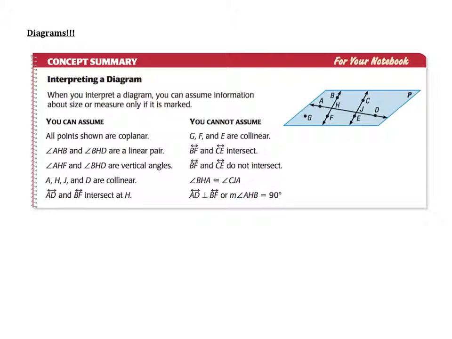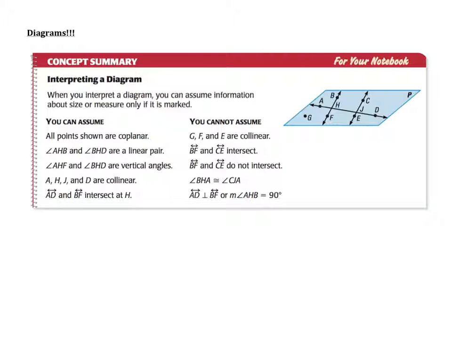Next, I cannot assume that angle BHA is congruent to angle CJA. Let's look at these. We have BHA right here, and we have CJA right here. They may look like they're the same size, but we are not shown or told that they are congruent. This applies not just to angles, but also to segments. Just because they look like they're the same length or the same measure does not mean that we can assume that they are. We have to be told either in the given information or have it identified as such on the diagram.